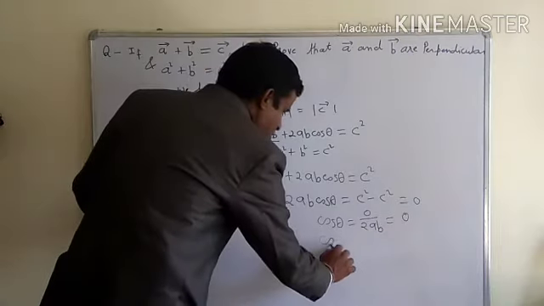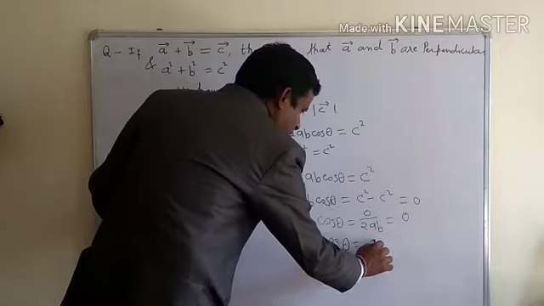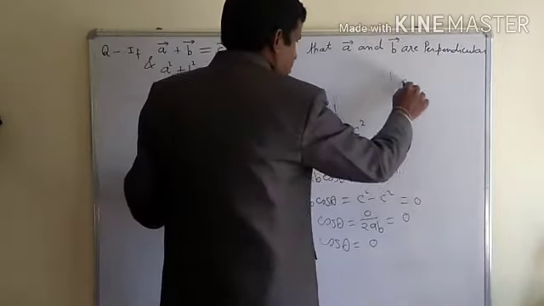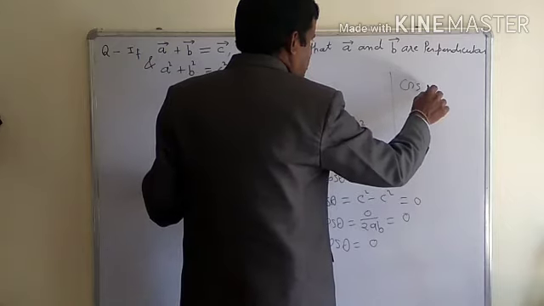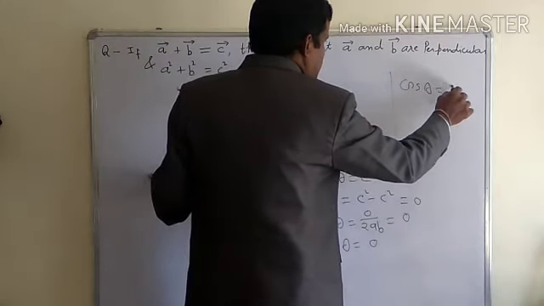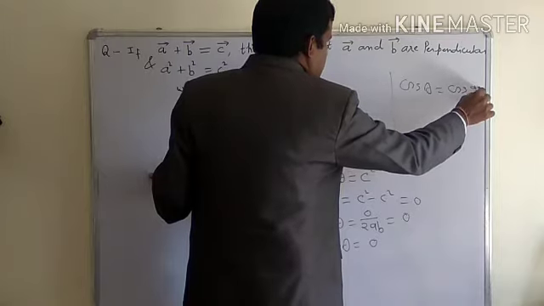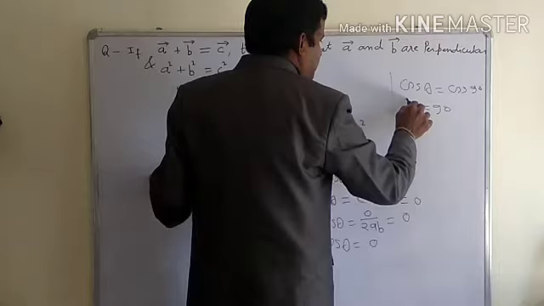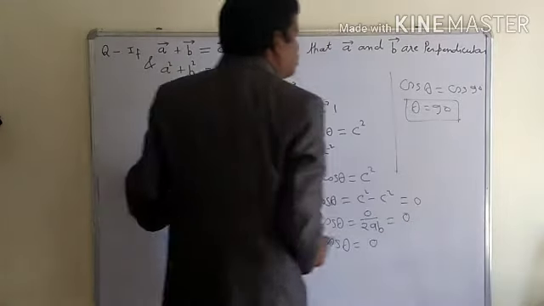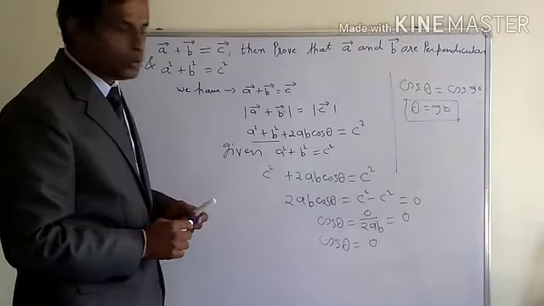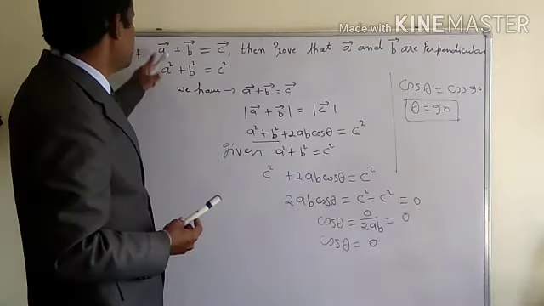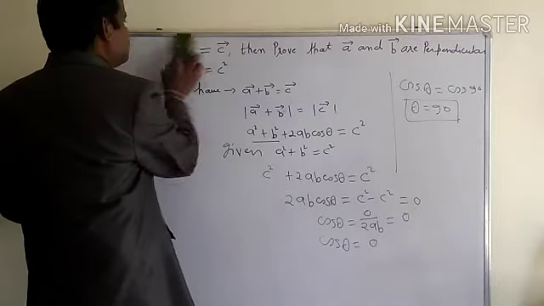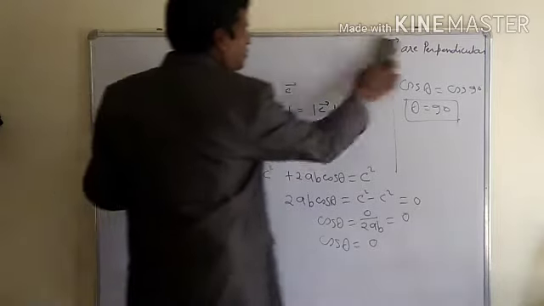So cos theta will be 0. And when cos theta equals 0, we will write cos theta is equal to cos 90, so theta is equal to 90 degrees. Hence it is proved both vectors are perpendicular to each other. See, this was the question. Now I am going to give you another question.